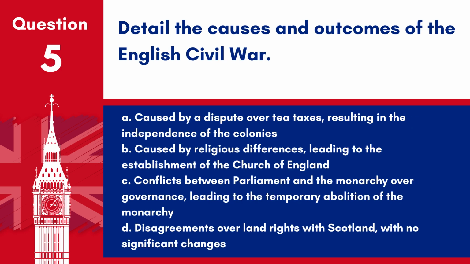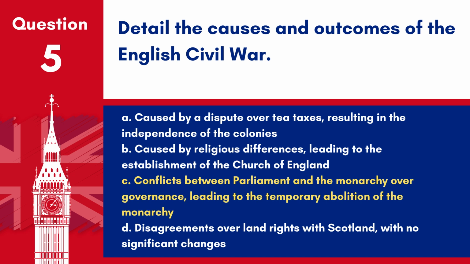Question 5. Detail the causes and outcomes of the English Civil War. A. Caused by a dispute over tea taxes resulting in the independence of the colonies. B. Caused by religious differences leading to the establishment of the Church of England. C. Conflicts between Parliament and the monarchy over governance, leading to the temporary abolition of the monarchy. D. Disagreements over land rights with Scotland, with no significant changes.